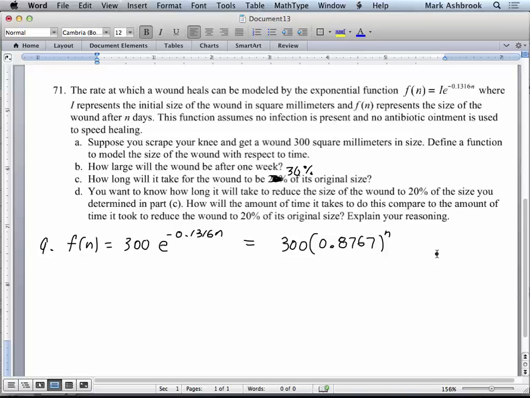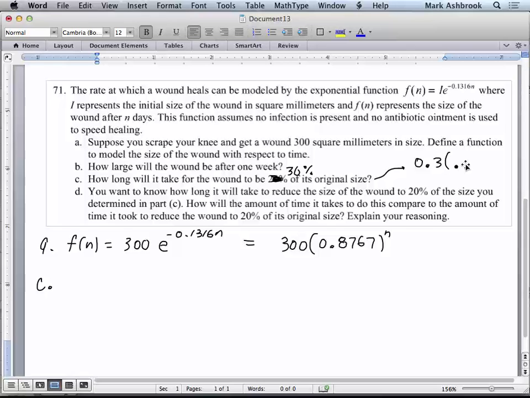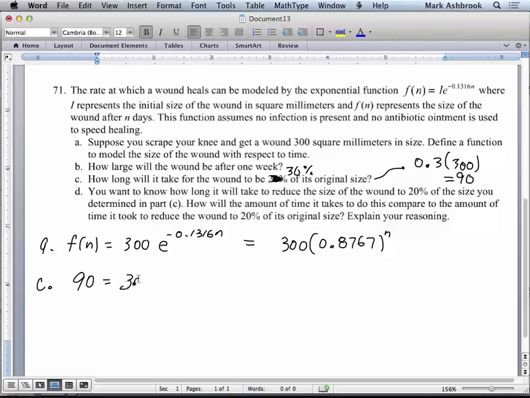All right, so part C. 30% of its original size. So we want the wound to be not decrease 30%, but to be 30% of its original size. So how many square millimeters is that? 0.3 times 300 is 90 square millimeters. Is that output or input? Output. 90 equals 300 e to the negative 0.1316n.